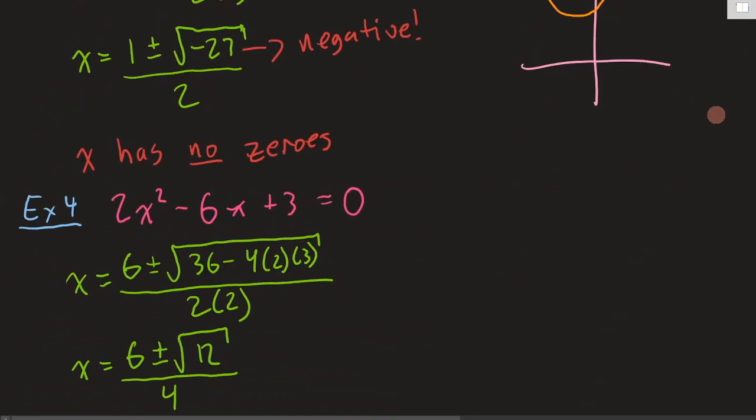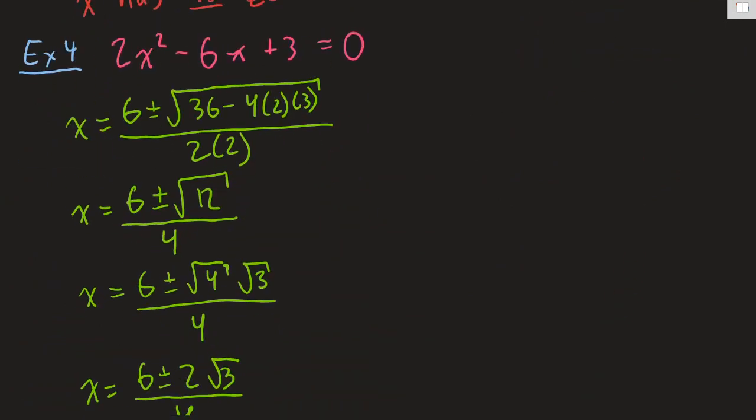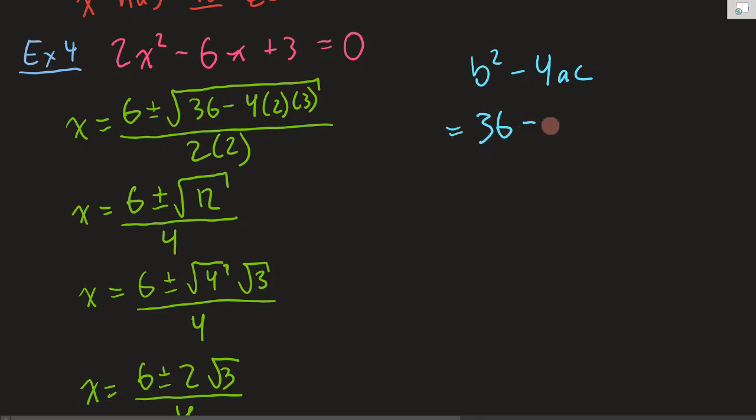Last one, example 4. Let's do our discriminant one last time. Our discriminant is b squared minus 4ac. So b in this case is -6. When you square that, you get positive 36, minus 4 times 2 times 3. So this was 36 minus 24, which is 12. And since that is positive, that tells us that there are 2 solutions.